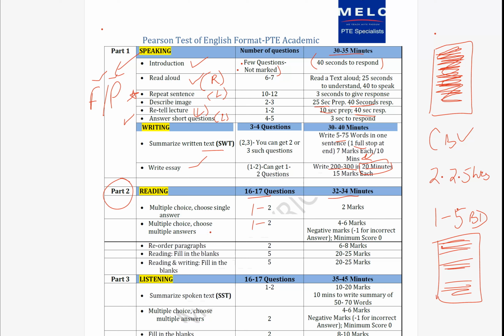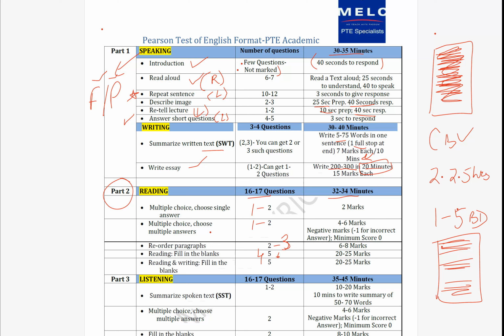Reorder paragraphs, you usually get 2, can be 3 of those questions as well. Fill in the blanks, it can be 4 to 6. So don't worry, this is what the number is, minimum. They will have minimum 4, maximum 6 questions. In terms of importance, fill in the blanks and reorders are more important than multiple choice questions.